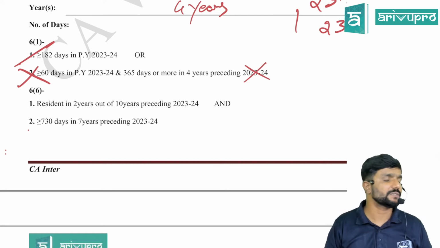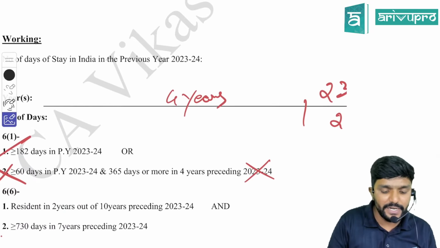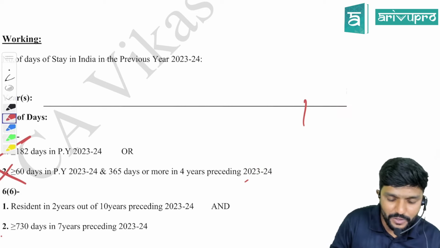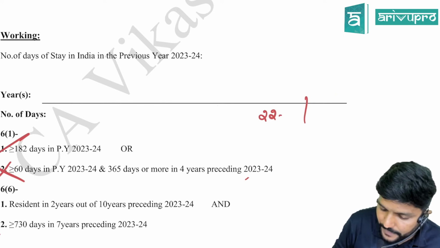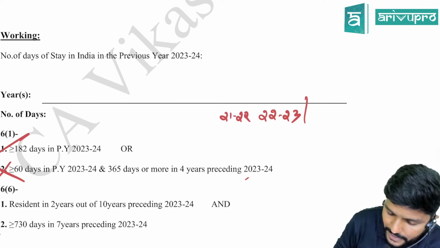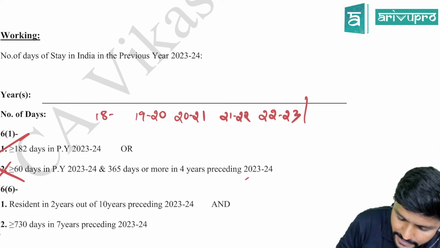Yes, additional condition. What is the first one? Resident in 2 years out of the last 10 years, guys. Come on. Here we have to apply common sense again. When did he leave India? 2018. So let us go back through the previous years. Last year, 22-23, then 21-22, then 20-21, then 19-20, then 18-19.